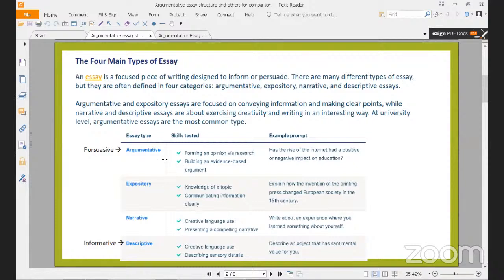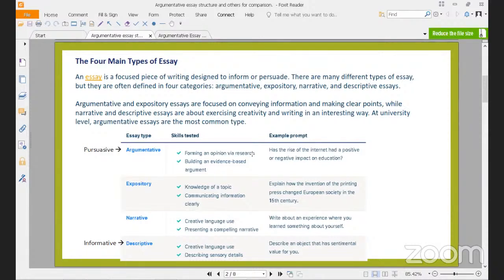And yes, here we have the type of essay. We're talking about the persuasive or argumentative. Expository, we talked about that one. Narrative, we haven't discussed that, but we'll get there. And the very first one, descriptive or informative. Some of the skills tested. Let's see. Argumentative is forming an opinion via research. Yes, at some point we need to look for some information, building an evidence-based argument. Yes. So you have to convince your audience.